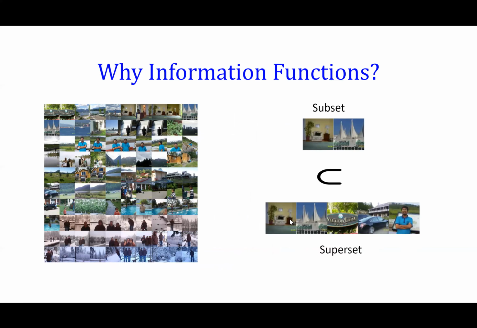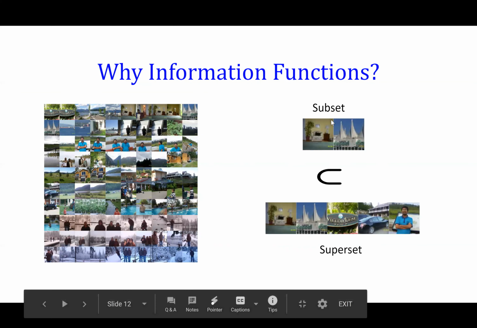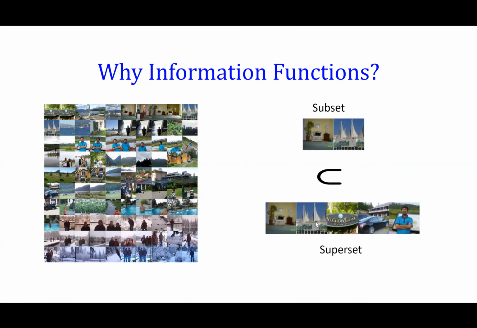All right, so now let's get into really why, if you saw the title of this section, I said submodular information functions. So why are submodular functions natural information functions? To see this, let's look at a concrete example of understanding the information contained in a set of images. So I have two sets of images, one which is a superset and a smaller set which is a subset.